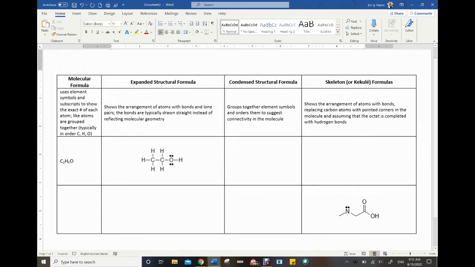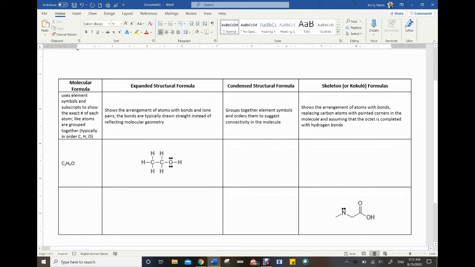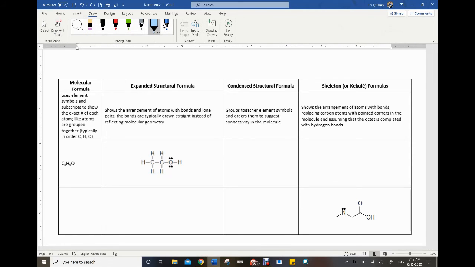All right, so we've got this first molecule here, C2H6O. So a total of 2 carbons, 6 hydrogens, and 1 oxygen, and the expanded structural formula shows how they're arranged. So again, to do our condensed structural formula, we want to write the atoms in groups. Our first group is CH3. Then our second group, CH2. And then finally, we have an OH group at the end. So OH, that's known as a hydroxyl group.